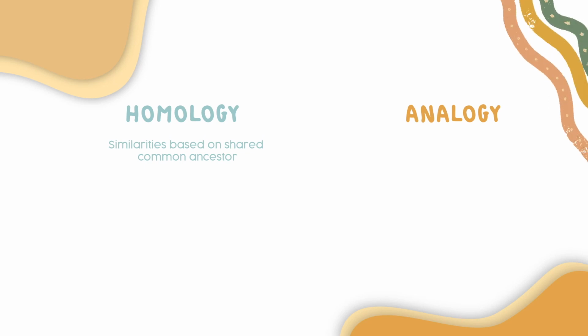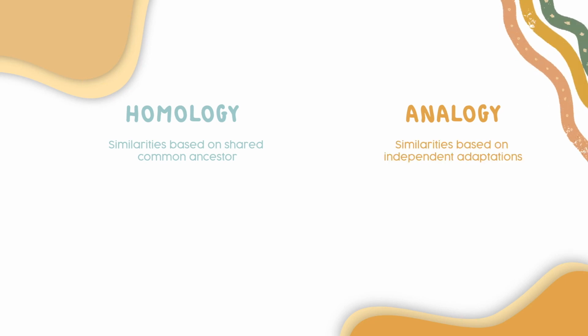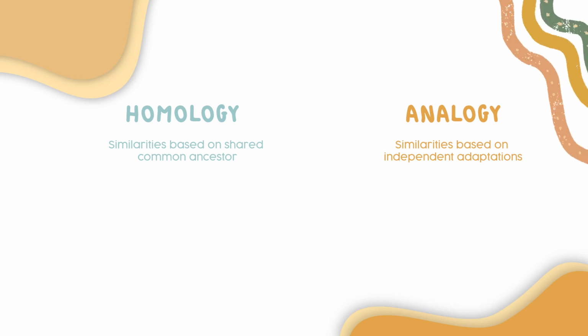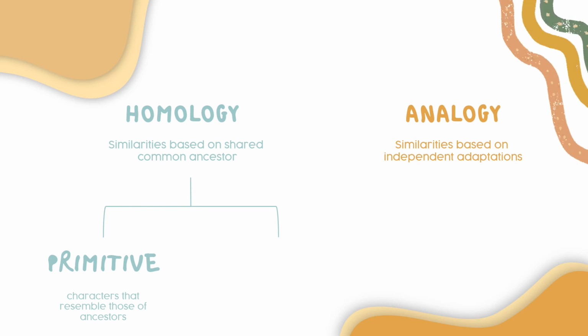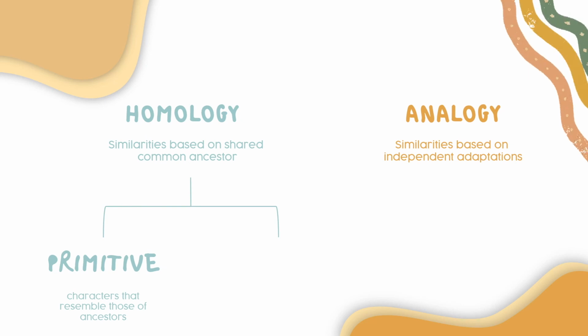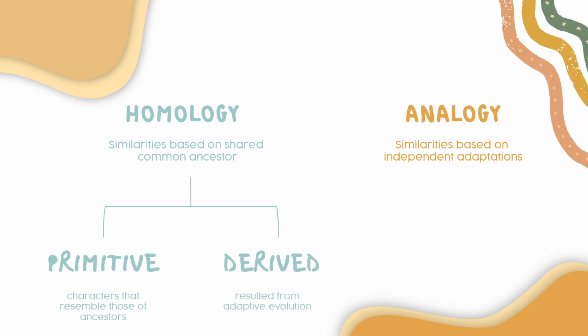On the other hand, if two structures are analogous, it means that there is no common ancestry and the parts look similar because the pressure of natural selection has forced a convergence of structure to meet the need for a similar function. In general, characters that are thought to resemble those of ancestors are called primitive or basal, while those thought to result from adaptive evolution are called derived.